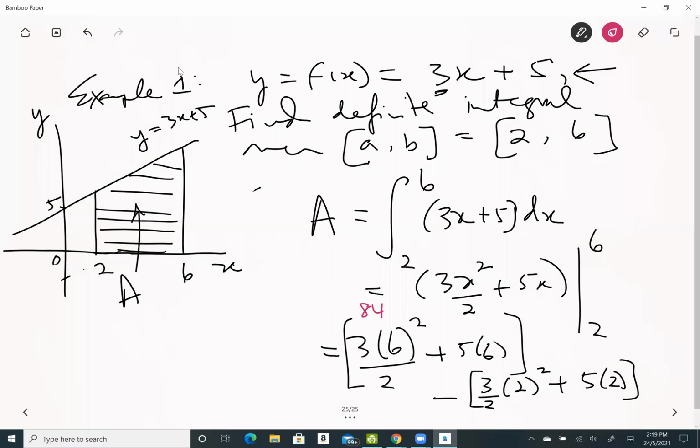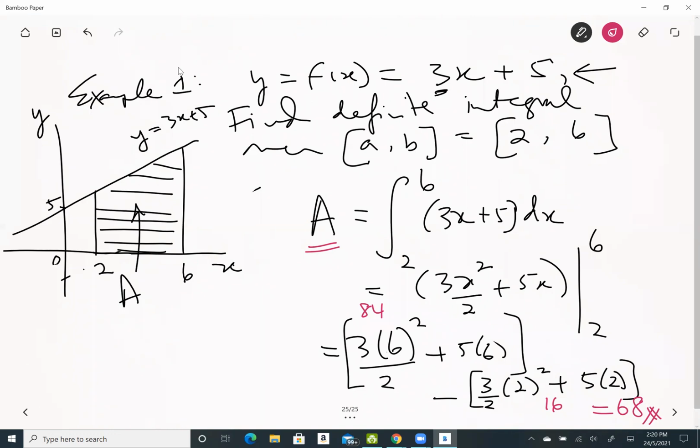Do the second one. This is easier. 10 plus 6, 16. Is that right? Yes, 16. 84 minus 16, you get 68. So you get the definite value, and that is the area under the curve between 2 and 6. And the area is 68.